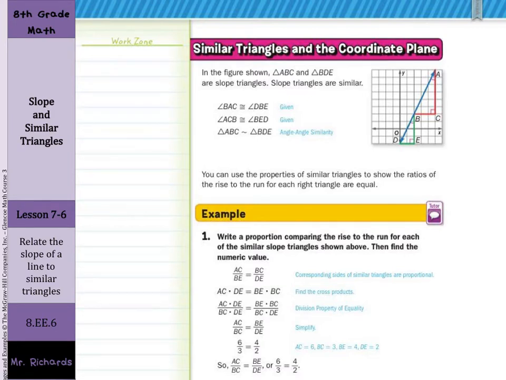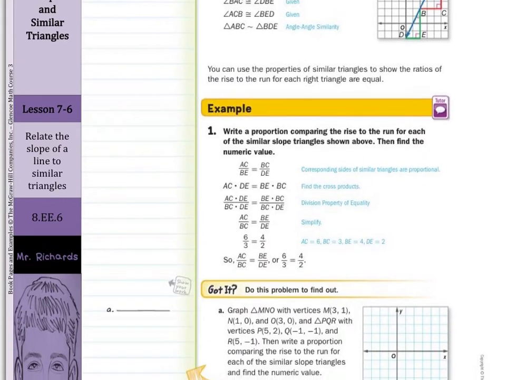Then, our AC was 6, our BC was 3, our BE was 4, DE was 2. They are equal to each other. So AC over BC is equal to BE over DE, or 6/3 equals 4/2. Let's see if we can do this now on our own as we go down our page.